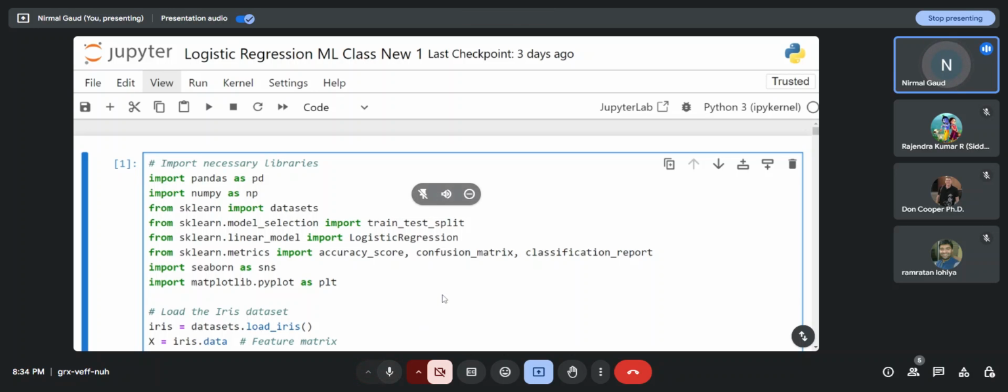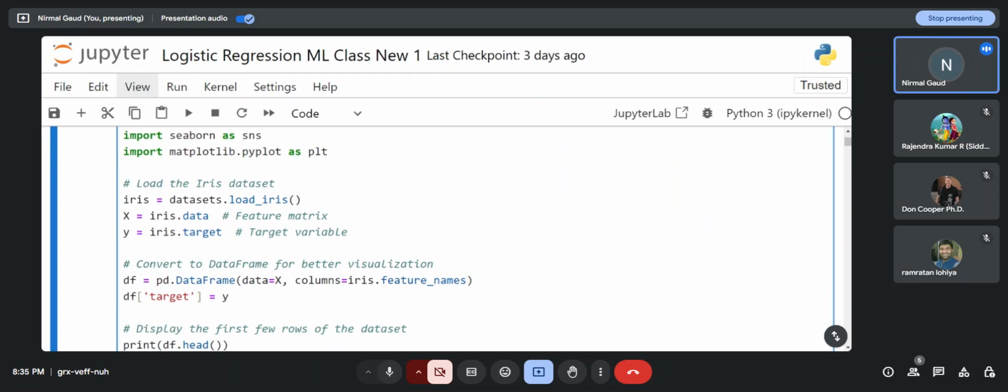Alright, so in the previous class, I showed you the implementation of logistic regression, and here we have to import logistic regression from linear model. The reason I have already mentioned: it's a classification algorithm. So we also took problems related to classification.